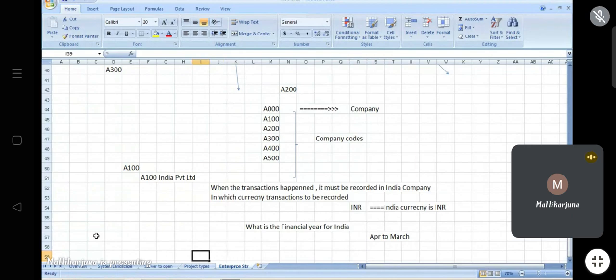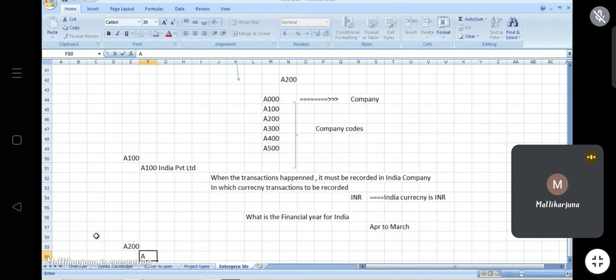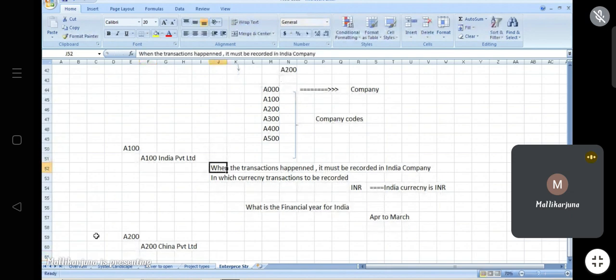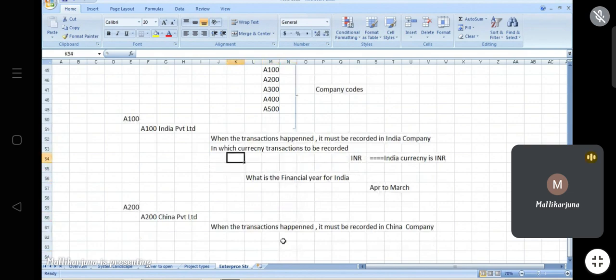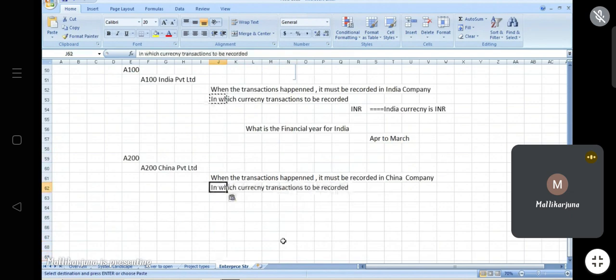And take another company code, A200. This is A200 China Private Limited. So this company is also operating from China. What is the currency in which the transactions happen? In which currency are these transactions to be reported? What is the currency for China? So in which currencies are transactions to be recorded? So that is important.